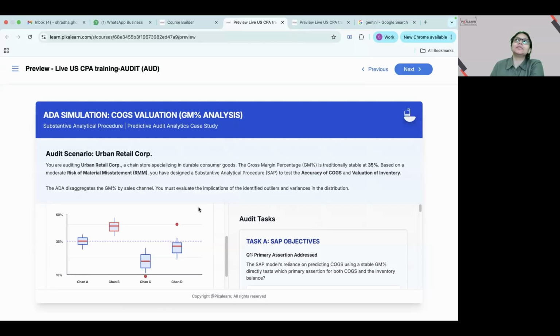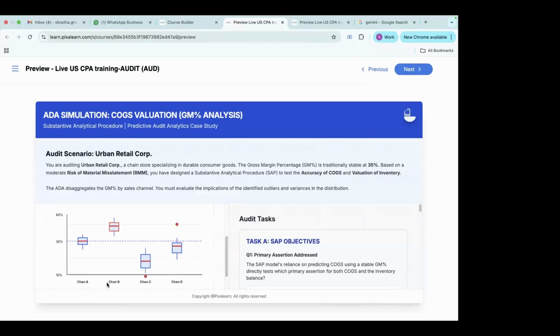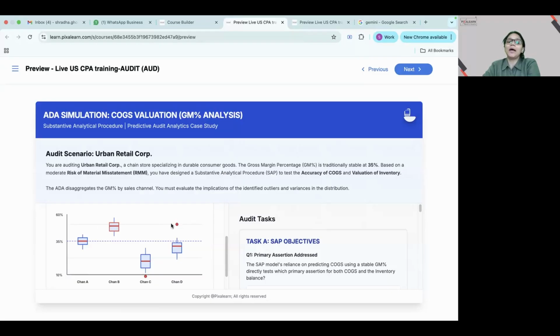Okay, I'm asking you a question. Will you prioritize the channel D outlier or the channel C outlier? Ma'am, both, obviously, but if I have to choose between one, it'll be D because my risk is overstatement of sales. Suddenly I'm having a 60% gross margin. And in channel C, there'll be a risk of related party disclosures.